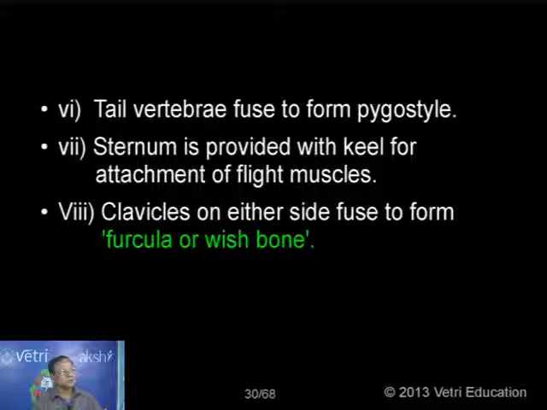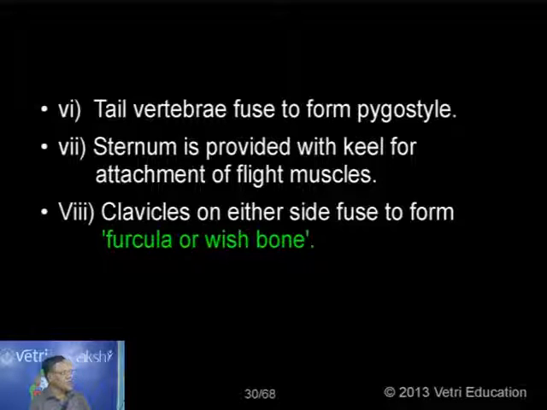For the attachment of the flight muscles, you see the sternum, the thoracic bone. It is provided with a keel, some spaces for the attachment of the flight muscles, for easy movement. So there is a peculiar cavity.